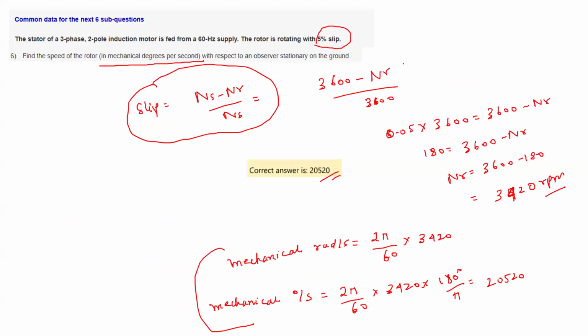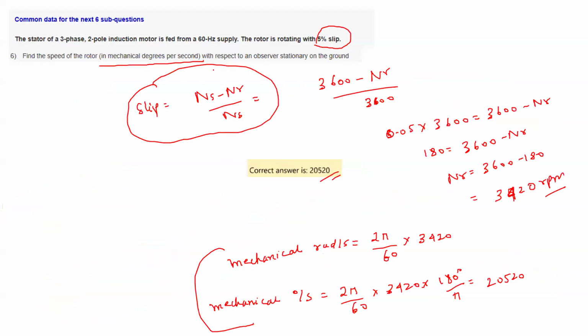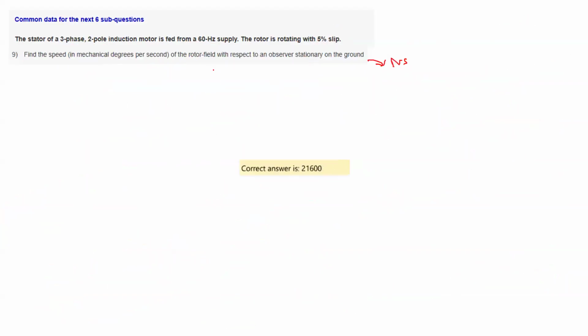What was the first question in this series? The first question was: find the speed of the stator field with respect to an observer stationary on the ground. So with respect to a stationary observer, the stator field and rotor field are both Ns, but with respect to the rotor, it is Ns minus Nr. Here you can again find Ns in RPM and then convert it to electrical or mechanical degrees per second. This conversion we know how to do.